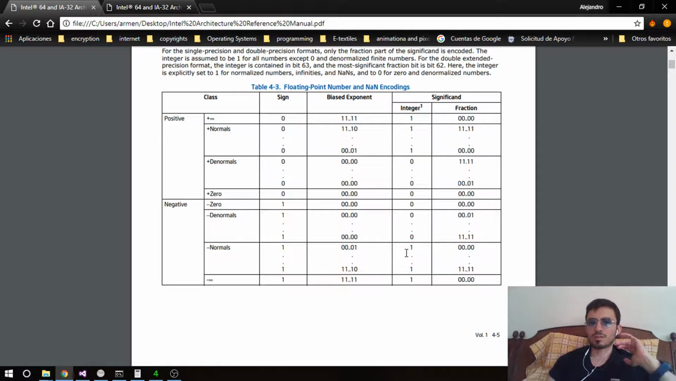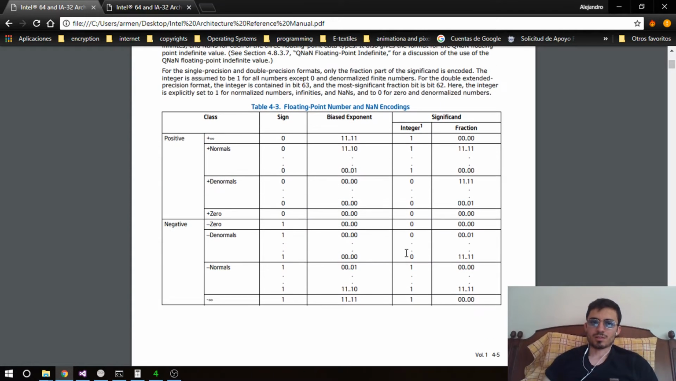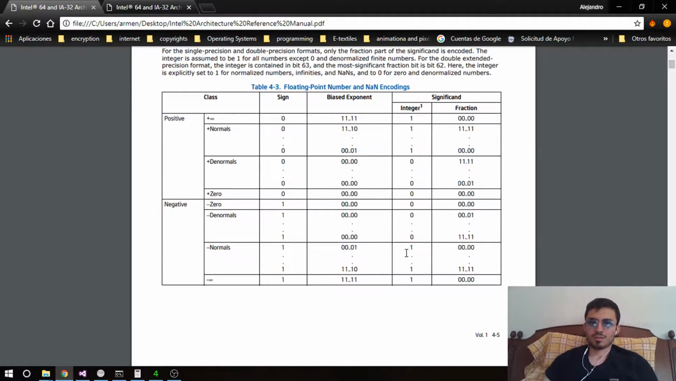Okay, so basically an integer bit set means that it's a normal. If it's not set, it means that it's a denormal, or 0, you know, because 0 is also encoded as integer 0.